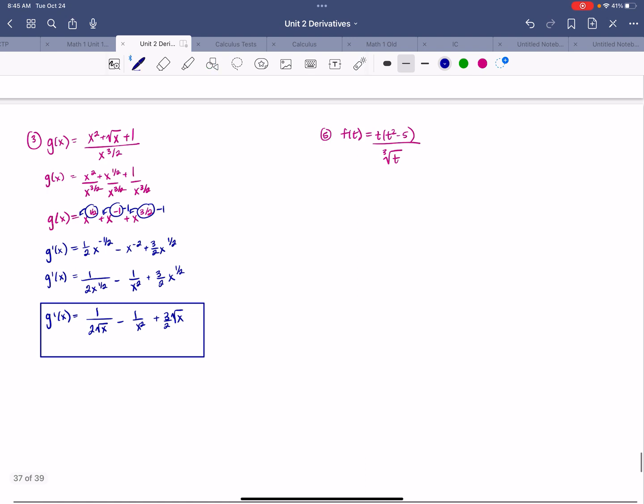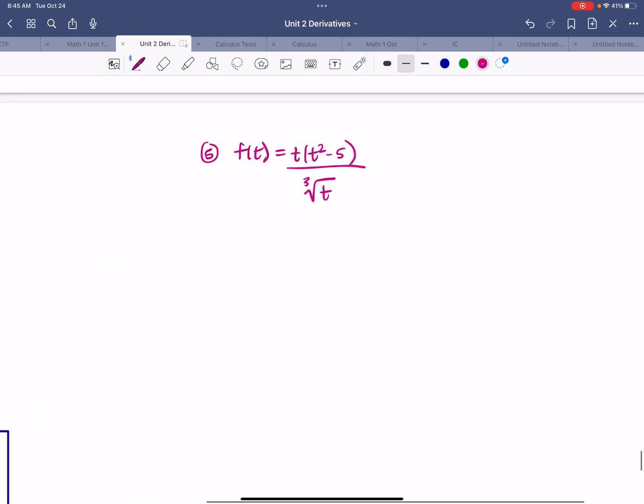Okay, looking at number 5. Same idea. I need to simplify f of t before I take the derivative of that. My first step in how I'm going to simplify this is I'm going to distribute that t in the numerator. And so I get t cubed minus 5t all over t to the 1/3, which means each of those terms is being divided by t to the 1/3. So remember, the cube root is t to the 1/3 power.